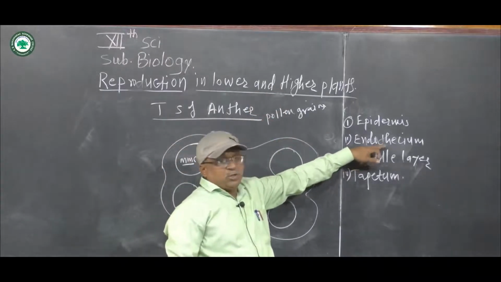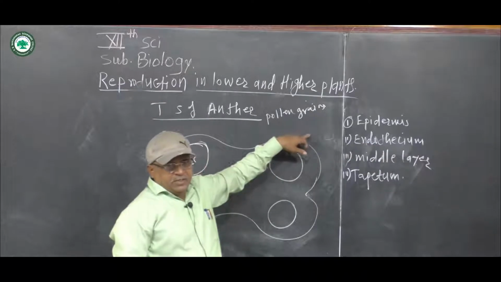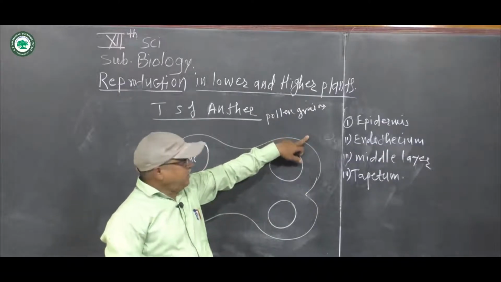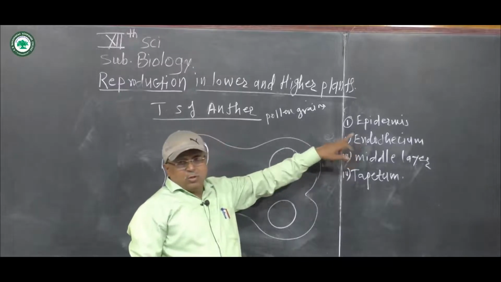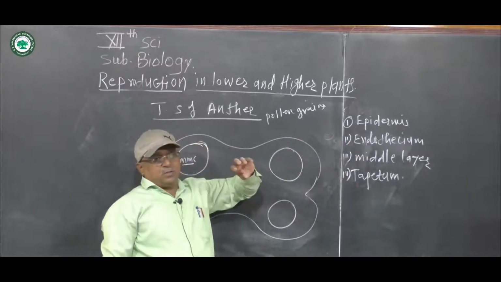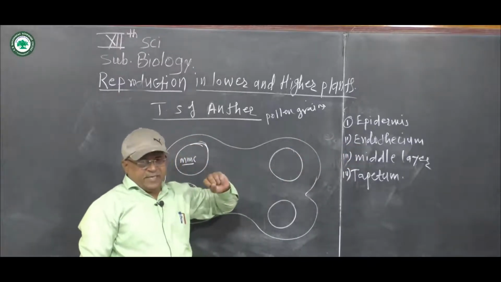Endothecium, that is hygroscopic in nature, and hence it is useful to burst or rupture the pollen sac.